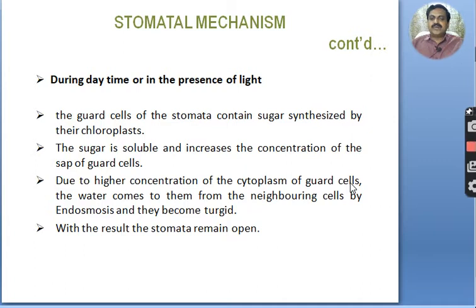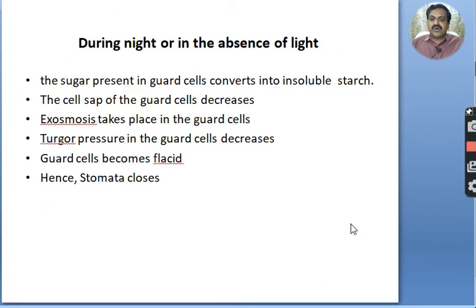As a result, the concentration of organic substance in the guard cell increases, which ultimately decreases the carbon dioxide concentration. As a result of the increase in the concentration of organic substance, its osmotic concentration also increases. As a result, endosmosis takes place into the guard cells, and due to endosmosis, a pressure is created inside, which is called turgor pressure, and hence the stomata open during daytime.